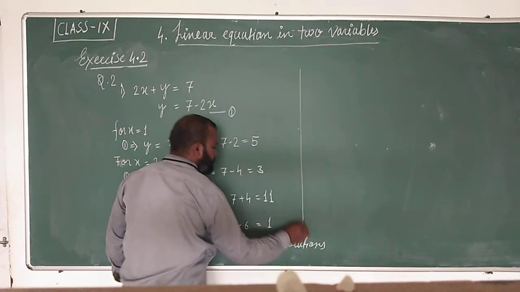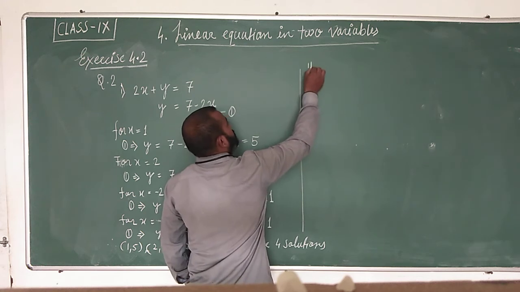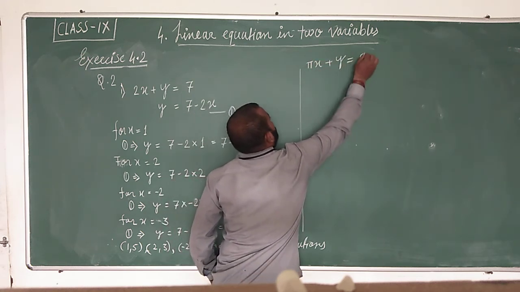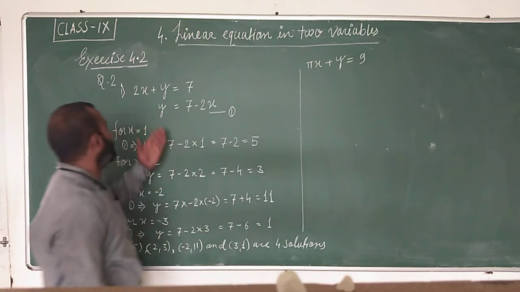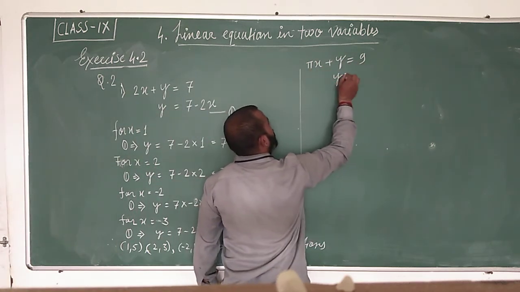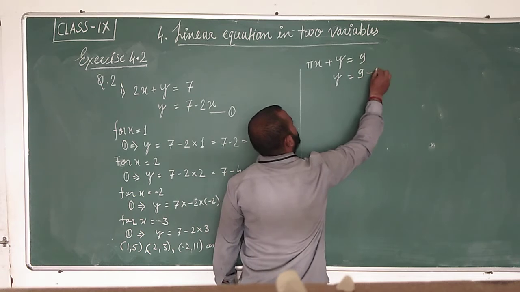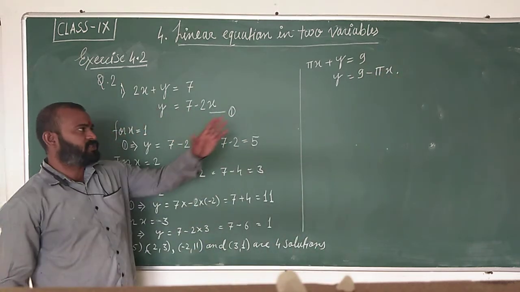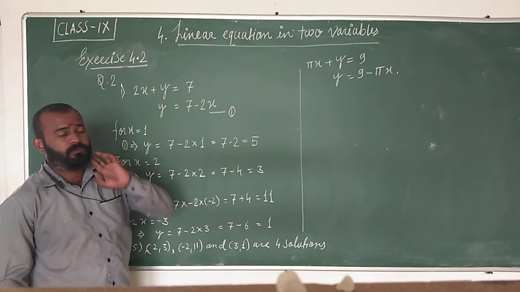Pi x plus y equals 9. You can do it like this: send pi to that side, so y will become 9 minus pi x. Now put the values of x and you will get the values of y. I am doing a somewhat different method.